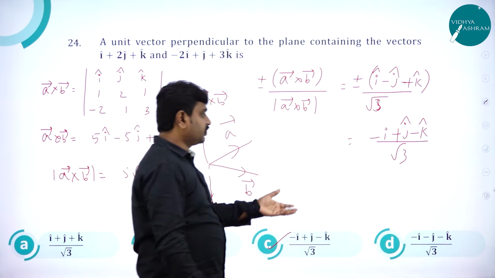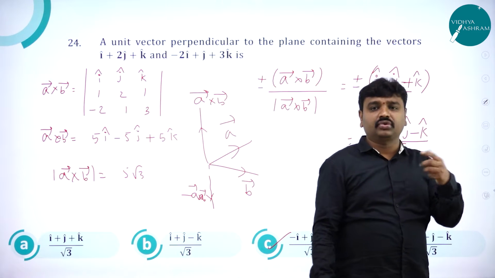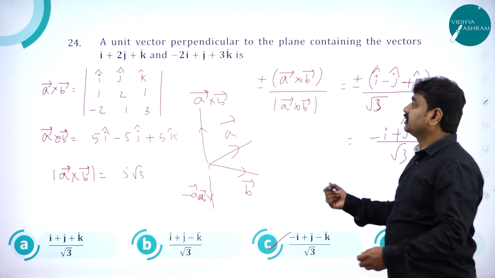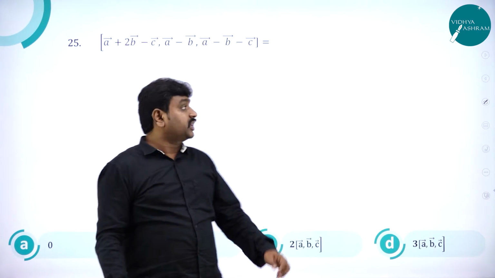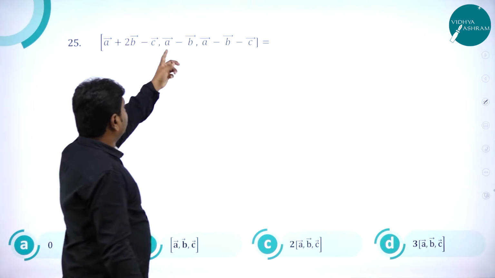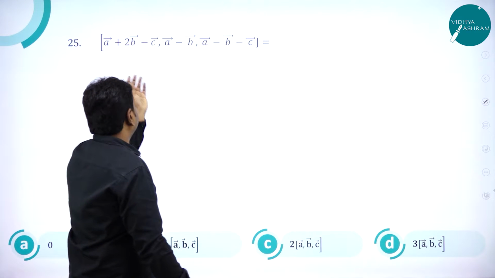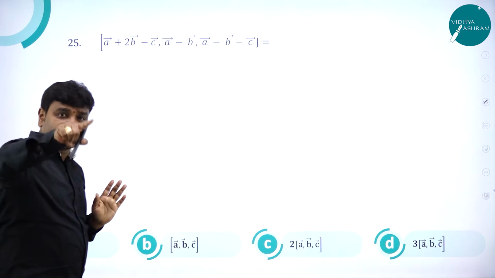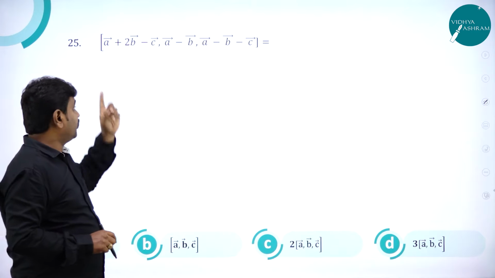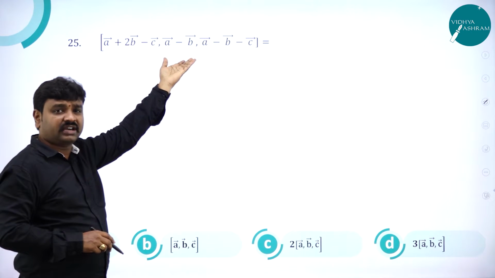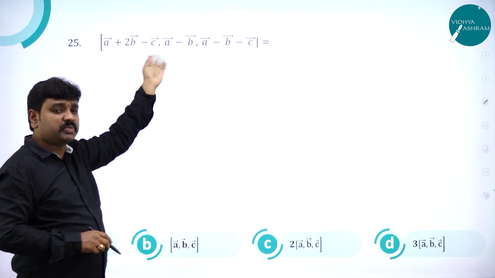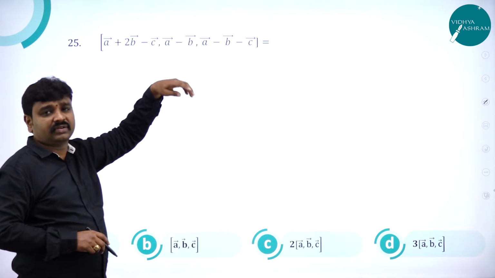So we use minus A cross B by magnitude, and we'll get one of the unit vectors. That's it. Then the next: vector A plus 2B minus C, vector A minus B, vector A minus B minus C. Now, box product is also called the scalar triple product. If it is A plus B, B plus C, C plus A, we have a direct result: 2 times [ABC]. A minus B, B minus C, C minus A, they are coplanar, so we will get 0.